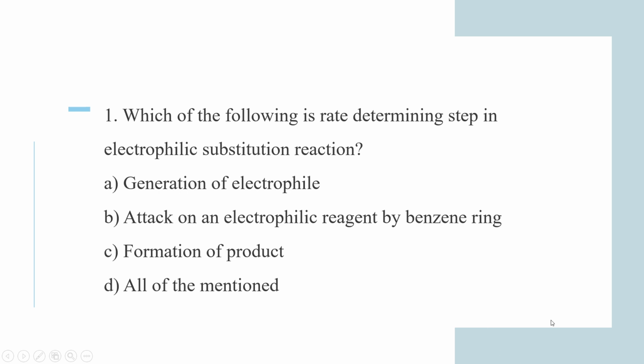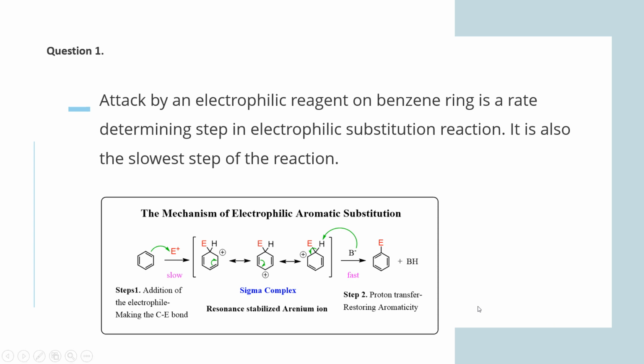First we discussed the mechanism of the common electrophilic substitution reaction, and we saw that between the two main steps involved in the substitution reaction, the first step, which is addition of the electrophile to the benzene ring, is the slowest step, and the product formed in this step is called the sigma complex. And this is why we decided that the slowest step is the rate determining step for the aromatic substitution reaction.